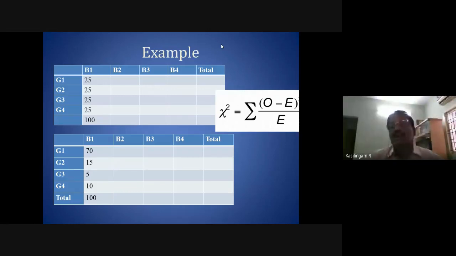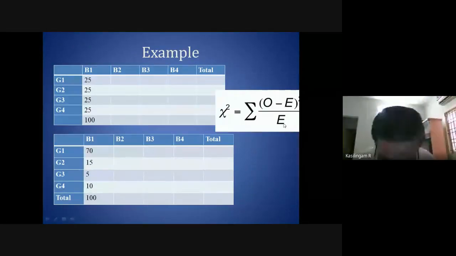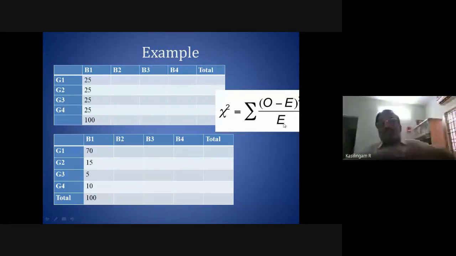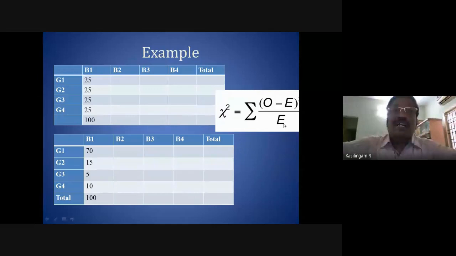Now see this formula. This formula is calculated. Please understand, when the calculated value is more, there is more and more association. Simple. Now, as the calculated value increases, look at the E. Where is E? E is in the bottom, yes or no? That is why when the E value is less than 5, unnecessarily my chi-square value will be inflated. Then you will say there is more and more association.